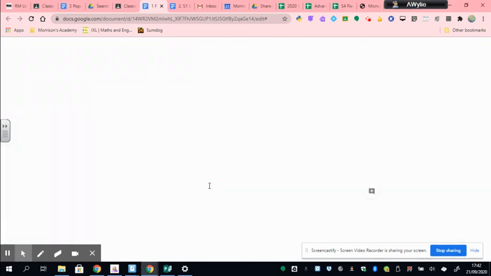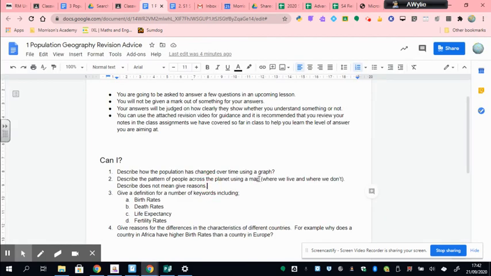Now, number 2 is not going to be a graph this time. Number 2 is going to be a map, and it will be a map that shows you the varying population densities.